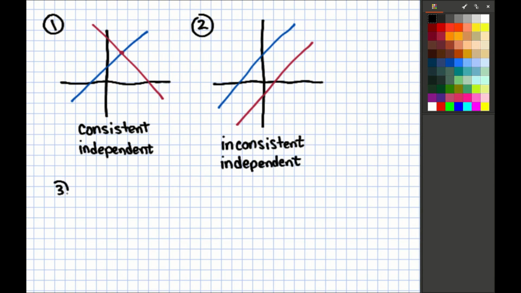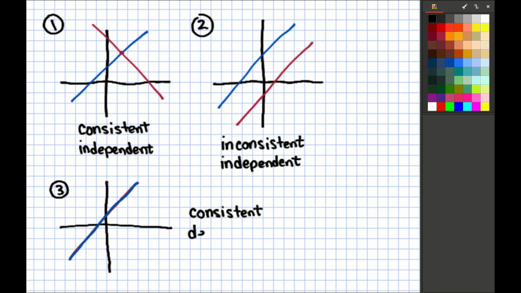And lastly, we have situation 3. Situation 3 is when you have the same equation, so one just falls right on top of another. Now this system has infinitely many solutions, and remember the definition of consistency is at least one. So this system is consistent, but since both equations end up being the same equation, we have dependency here. And so this system is dependent.